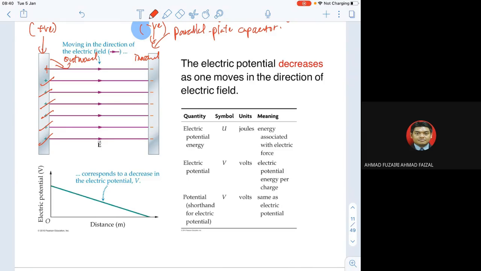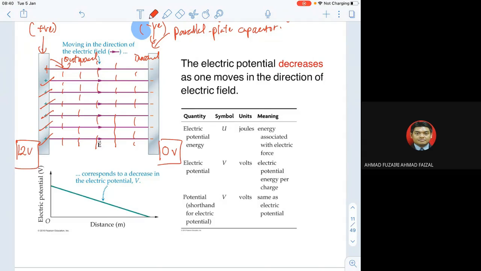And the electric potential decreases as one moves in the direction of the electric field. Maybe we can draw an imaginary line like this, a different imaginary line. These are the potentials. Let's say you have a 12-volt battery: on the first part, the parallel plate, it's 12 volts, but on this part, we can see that there are 0 volts. 12 volts, 0 volts.